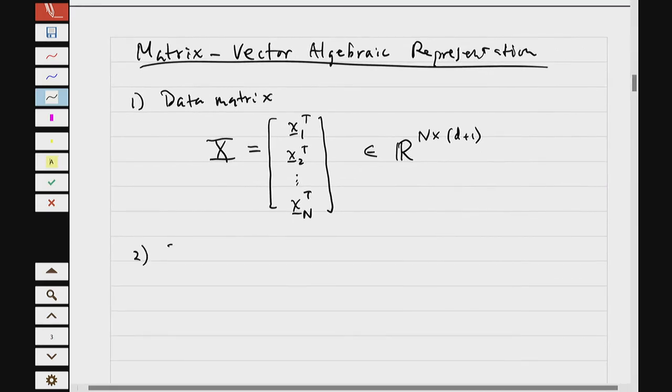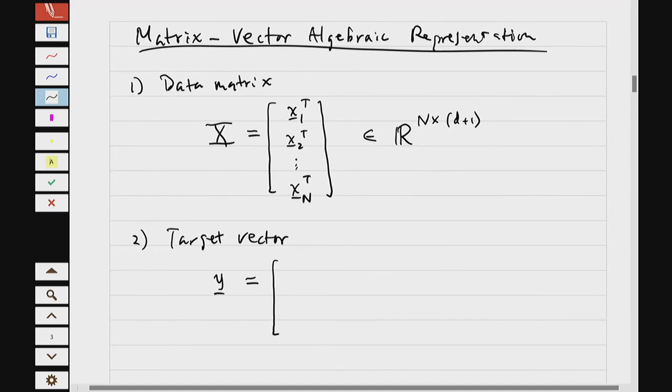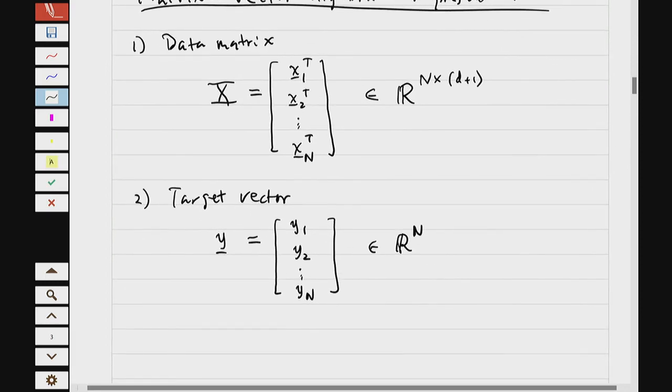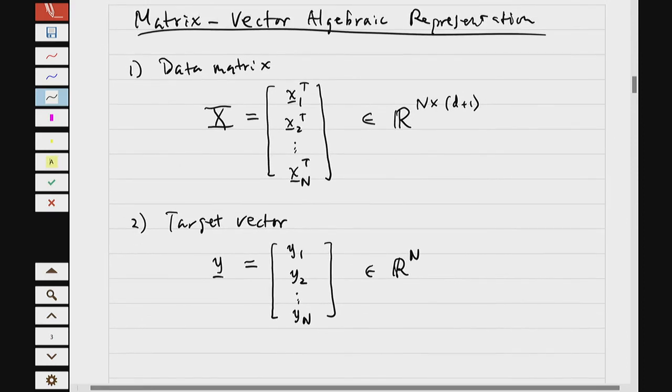And then we also have the target vector, which is our output. Let's call it y. Basically, in our previous example, it would be the amount of sales per week, right? So y1, y2, to yn. And clearly this is just an n-dimensional column vector. Why is it d plus 1 and not d? Oh, because this is an augmented vector.